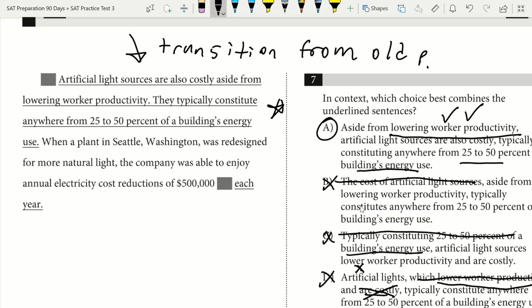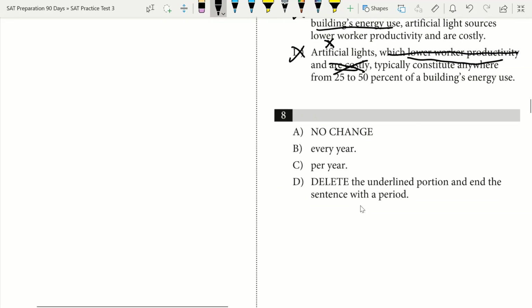So when a plant in Seattle, Washington was redesigned for more natural light, the company was able to enjoy annual electricity reductions of $500,000 each year. Each year needs to be removed. And I don't even have to look at my answer choices. I know that's going to be correct because we said annual here. And this is something that, in my opinion, shows up a decent amount on SAT practice tests and on the SAT, is something like this where it's redundant, where they'll say annual and then they'll also have each year. You only have to have one or the other. You cannot have both because annual means each year. So if we were to say each year again, then we're being repetitive and redundant, and we don't want to do that. All right, so answer there is going to be D.